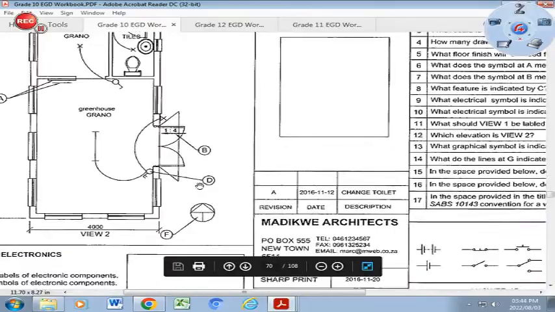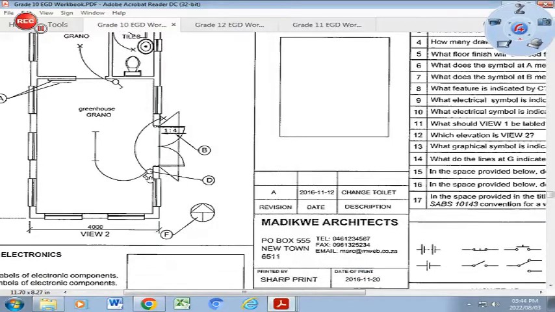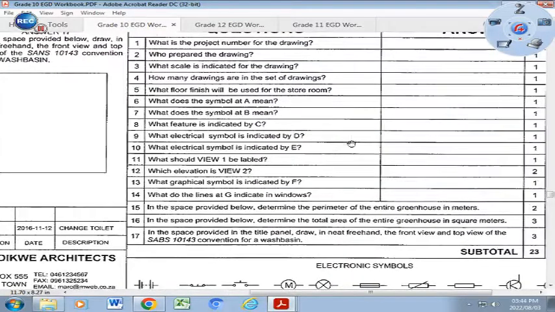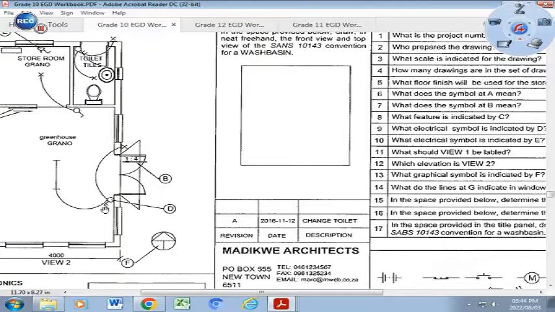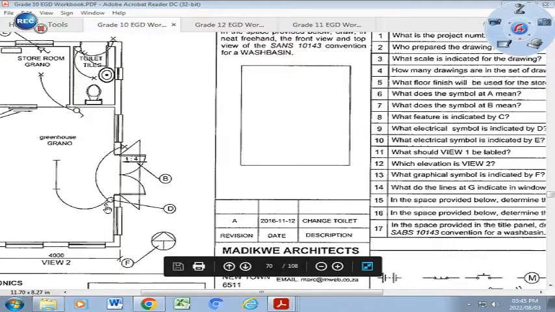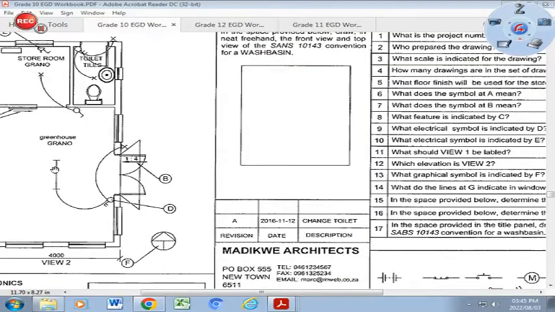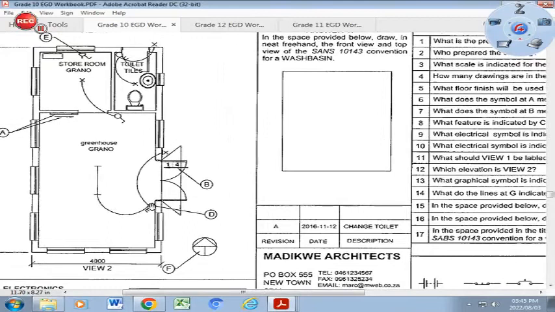Number 9, what electrical symbol is indicated by D? If you look at D over here, that symbol is a double pole, one way. A double pole switch. So that goes one way. It's a double pole switch which you are going to fill in at number 9. You will see that the double pole has 2 little ticks here, which will indicate that the one is the switch for the fluorescent light, which is that over there. The other switch is the on switch for the wall mounted light, which you see on the outside.